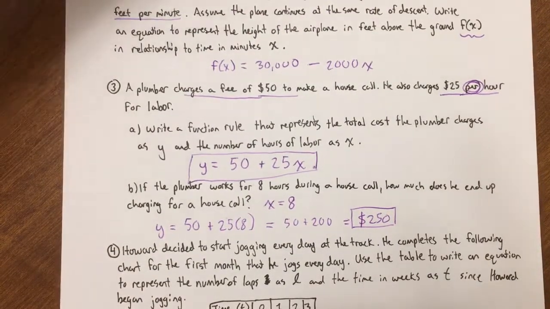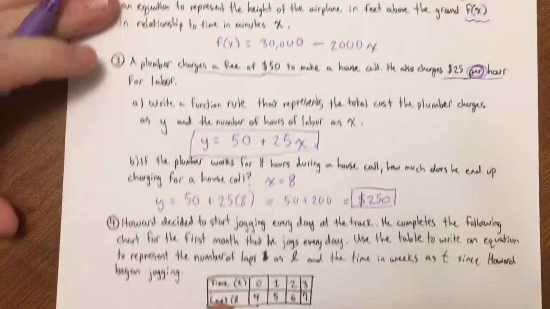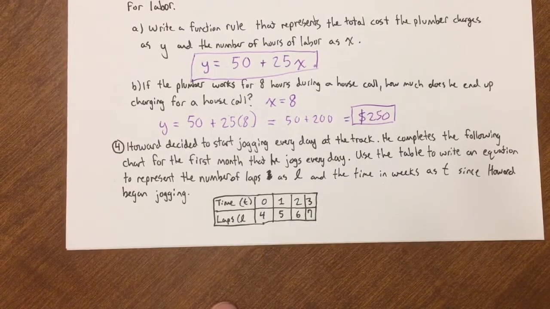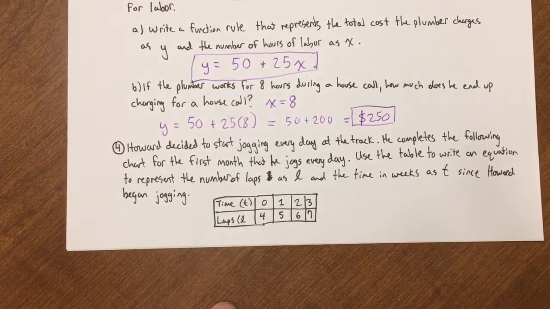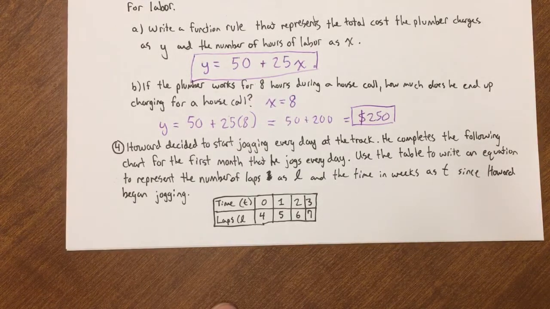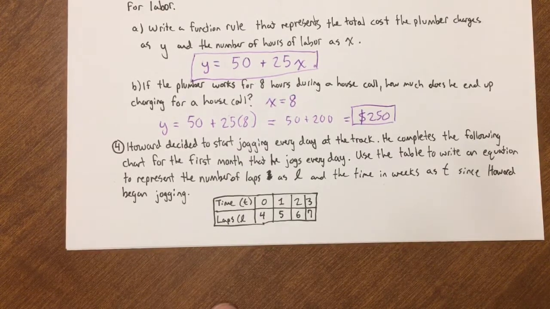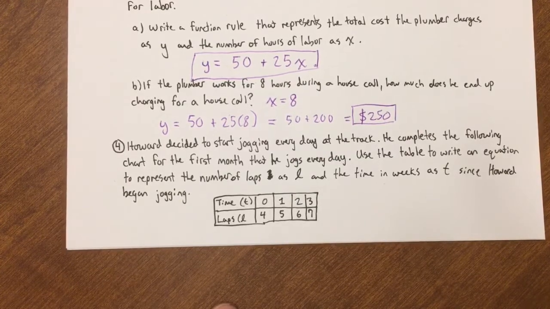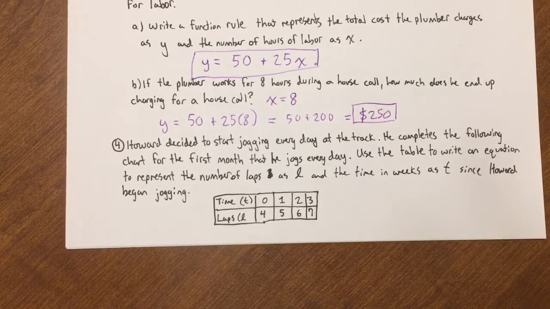So let's take a look at the last question, number 4 for our example in this lesson. It says Howard decided to start jogging every day at the track. He completes the following chart for the first month that he jogs every day. Use the table to write an equation to represent the number of laps as L and the time in weeks as T since Howard began jogging. So we're using two variables, T and L.